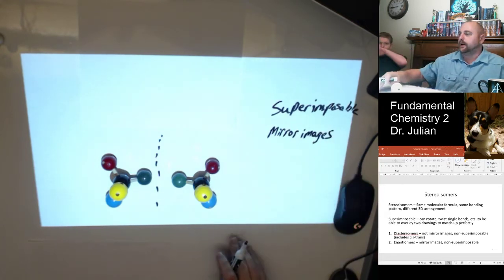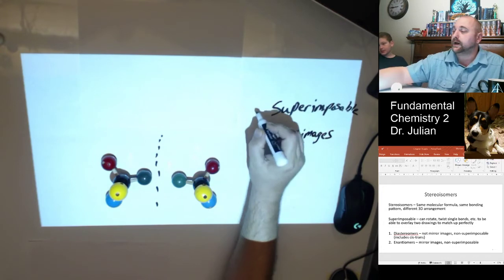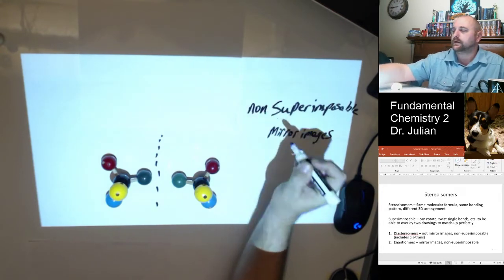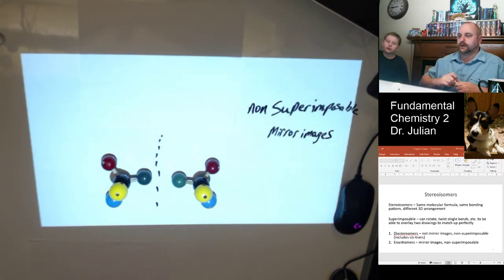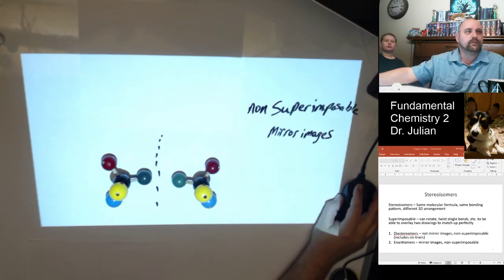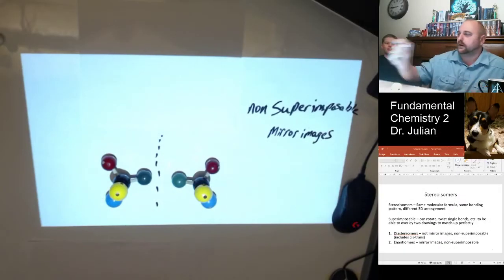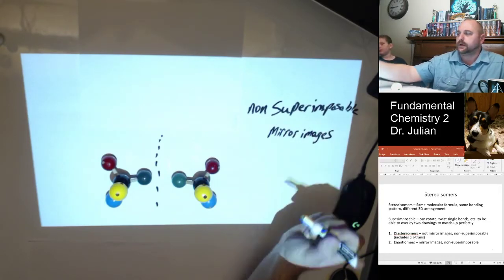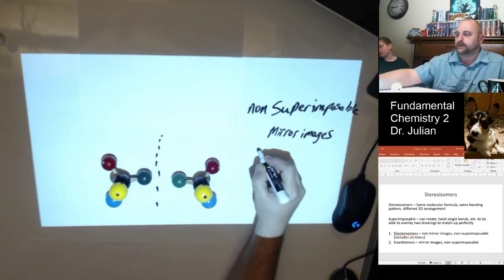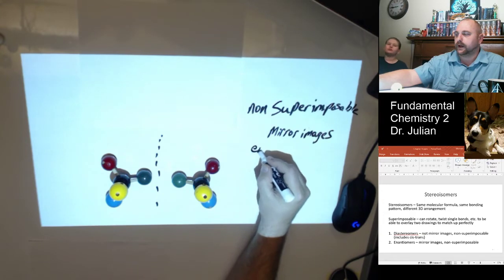So these are mirror images. And then they're not superimposable. So we're going to say non-superimposable. Okay? So they're non-superimposable, and they're mirror images. So these have a fancy word for them. They're called enantiomers. Fancy word for not superimposable, and they are mirror images. All right, so these are enantiomers.